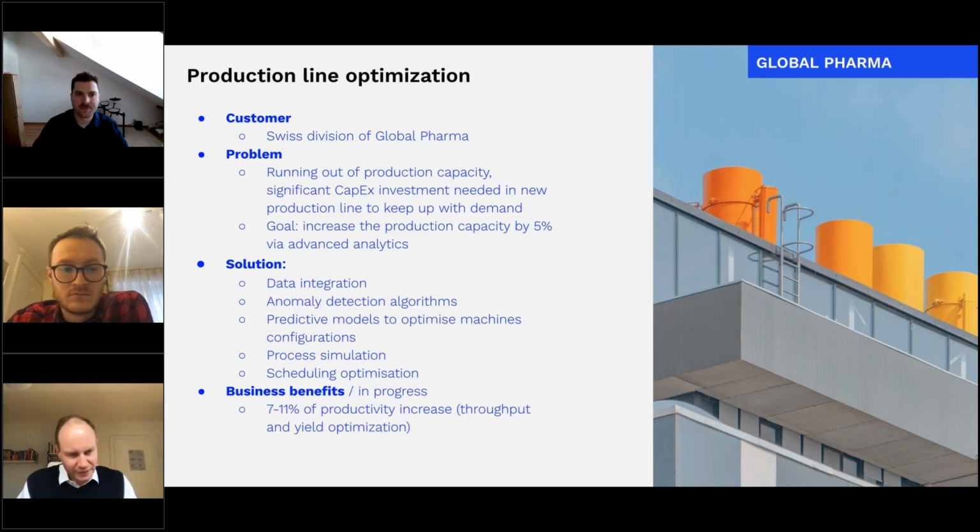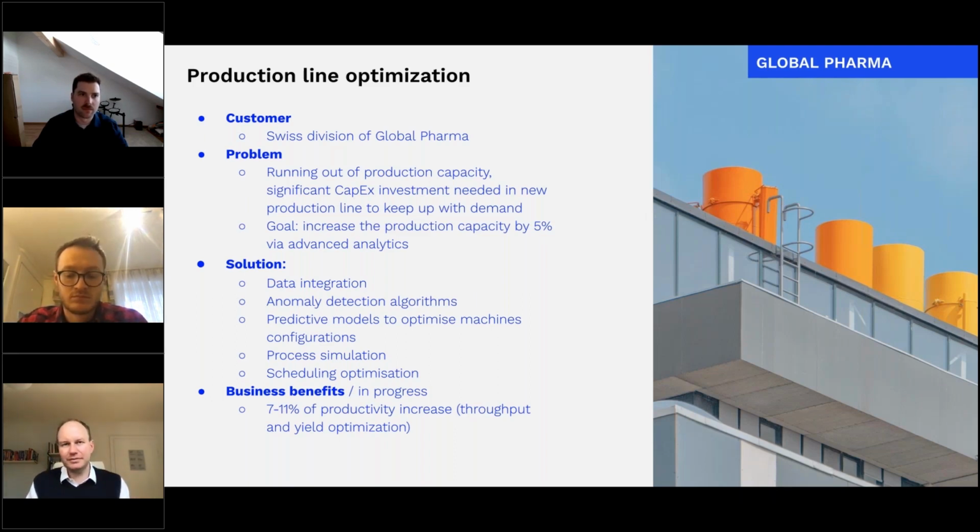And also, we did a benchmarking of different production lines. So they had 4 production lines in the plant, and we benchmarked all of them and could then identify that one line was faster than the others in certain steps, and then we could extract these best practices.